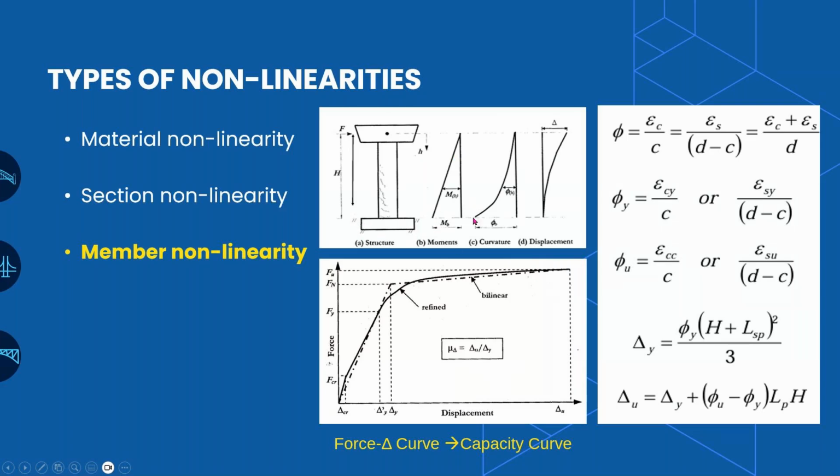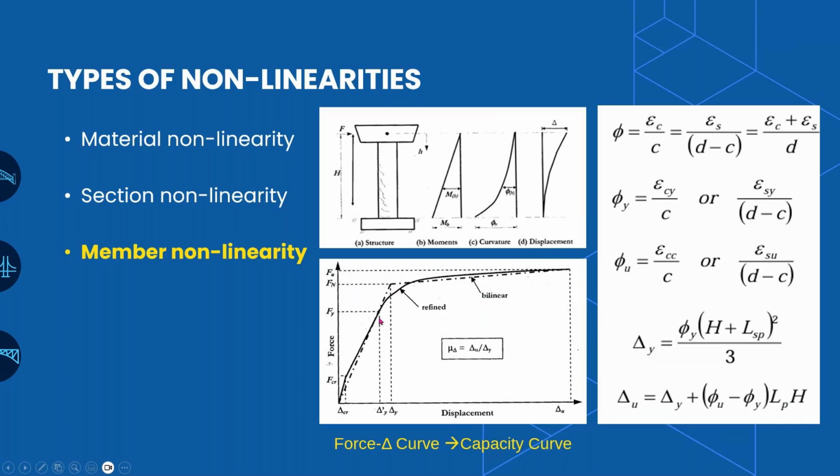the moment diagram is something like this, and the corresponding curvature diagram looks something like this. If we are plotting a graph of applied force at the top versus the displacement, then the curve that we are getting is something like this. This is the force displacement curve, or in other words, it is also called a capacity curve.